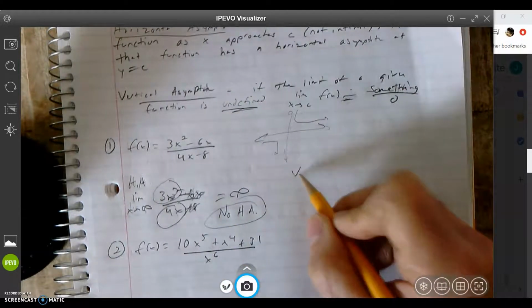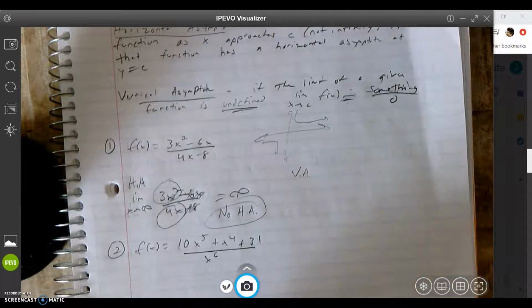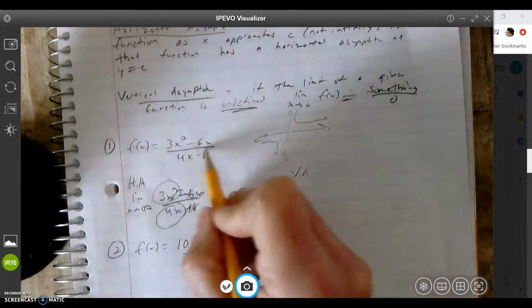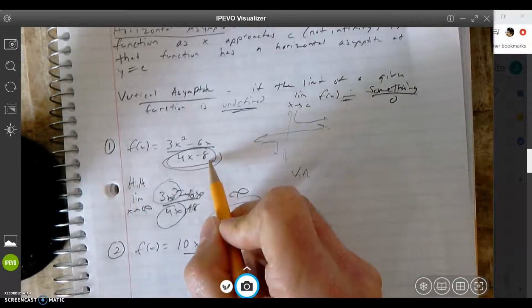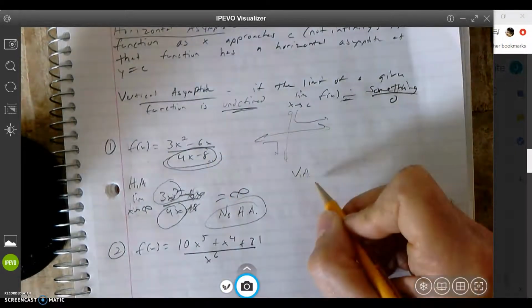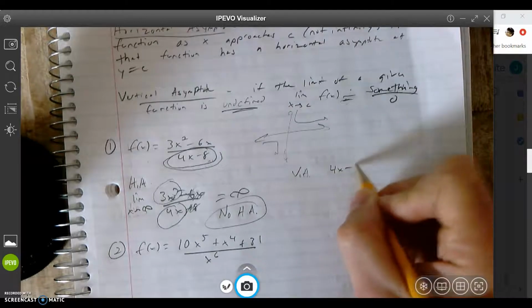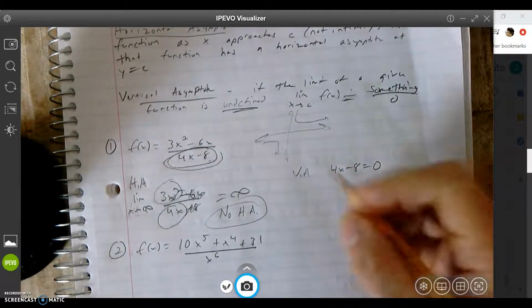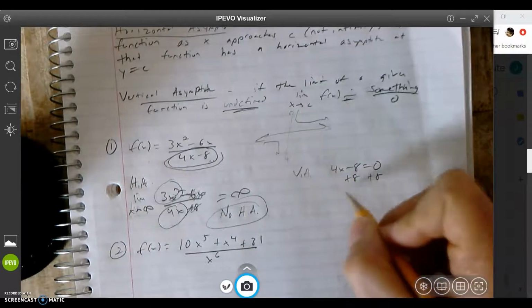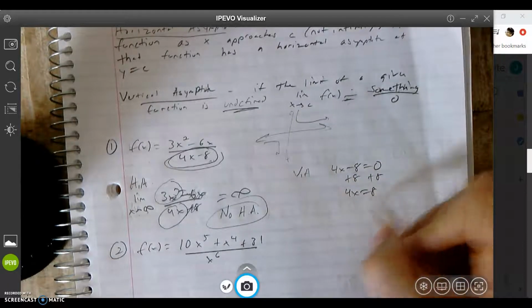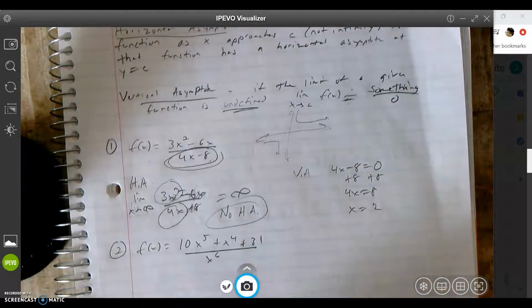How about some vertical asymptotes? How might you do that, you might ask? Well, all I need to do is set this equal to 0. So I want an undefined limit. So what I do is 4x minus 8 equals 0. When is my function undefined? Let's see. 4x equals 8, and so x equals 2 right there.